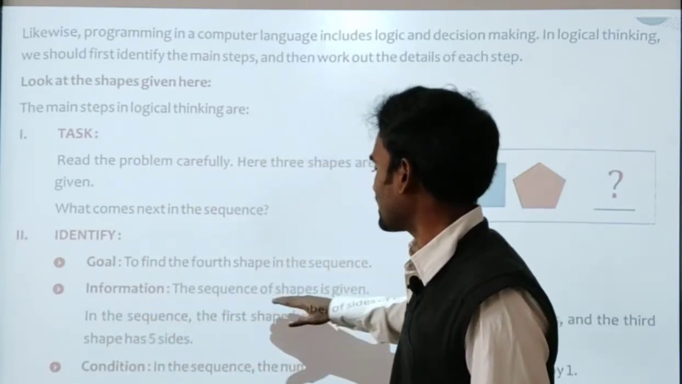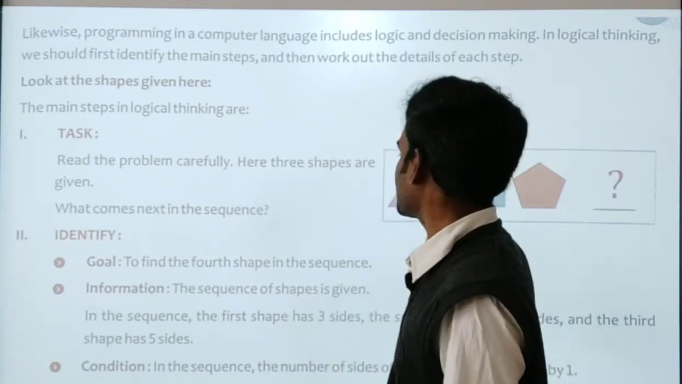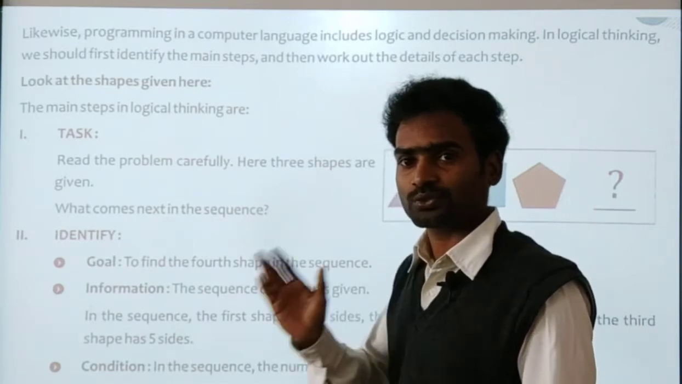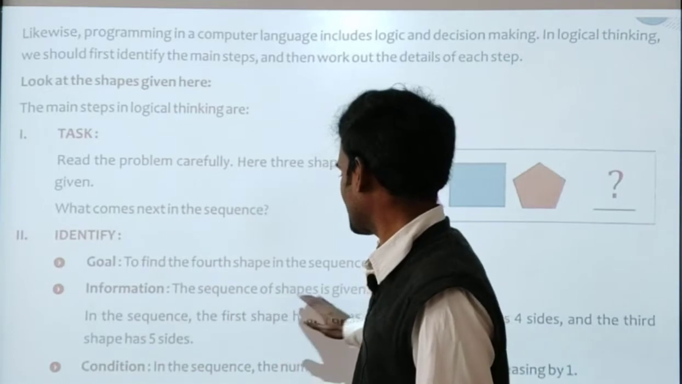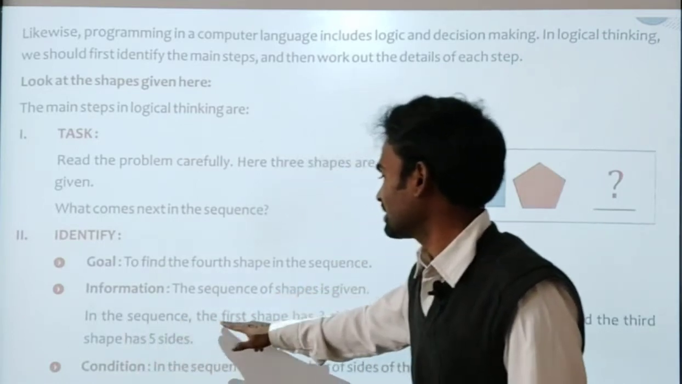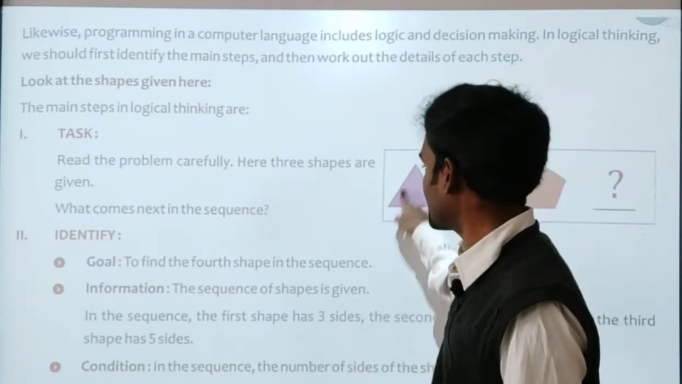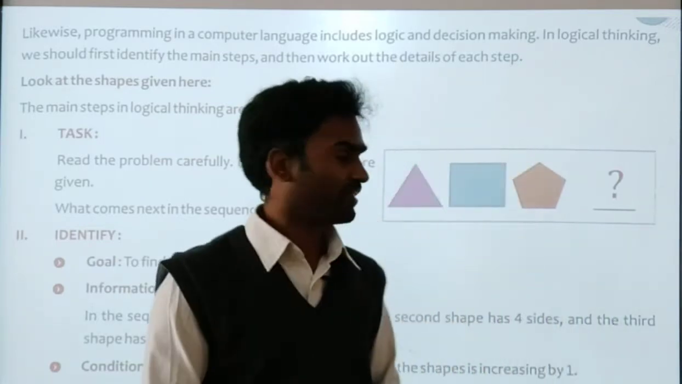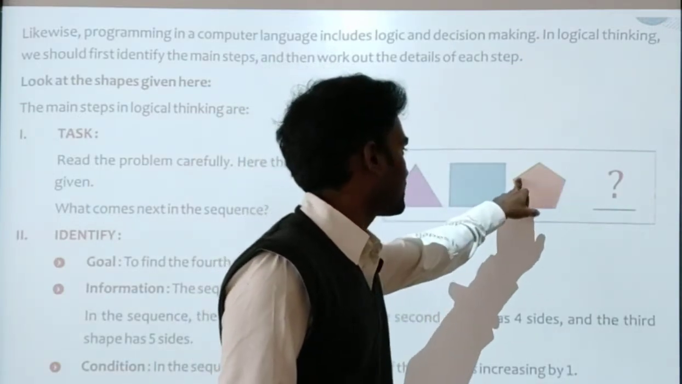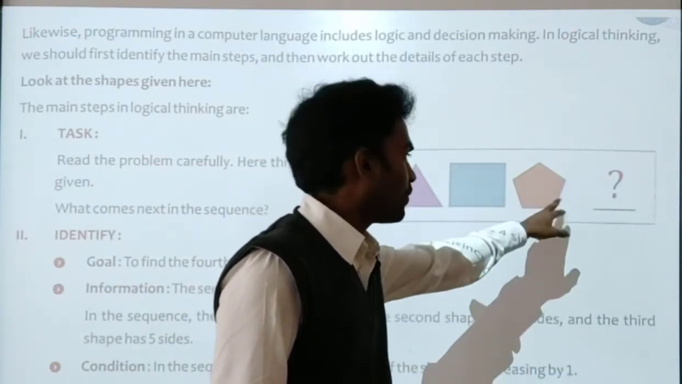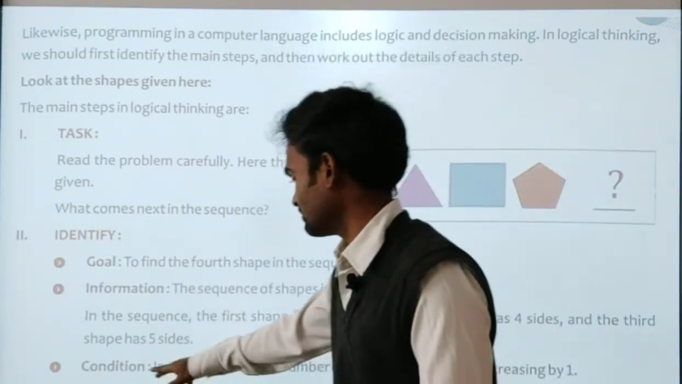And information. The sequence of shapes is given. So here, what is the information? They have given the sequence: 1, 2, 3. In the sequence, the first shape has 3 sides, the second one has 4 sides, and the third one has 5 sides. Then what should be the next one? Yeah, you must have got the answer now.